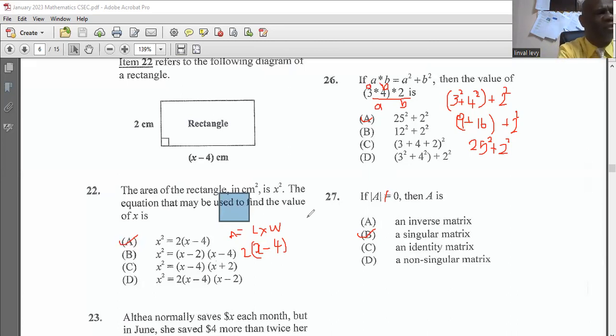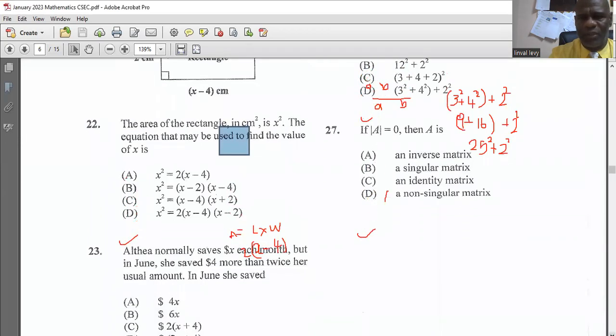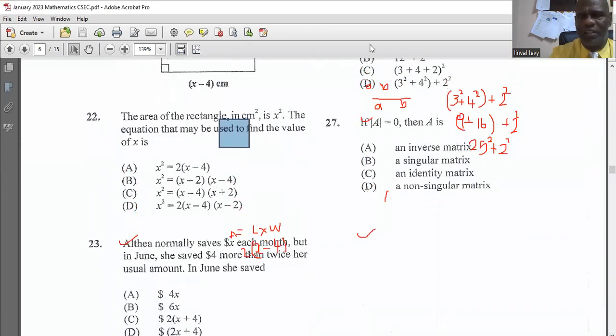Okay. Let me see what I didn't do now. That's when let me clear all of this. Keep forgetting.